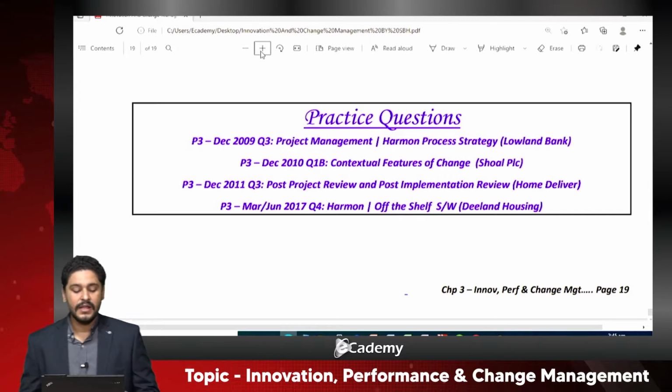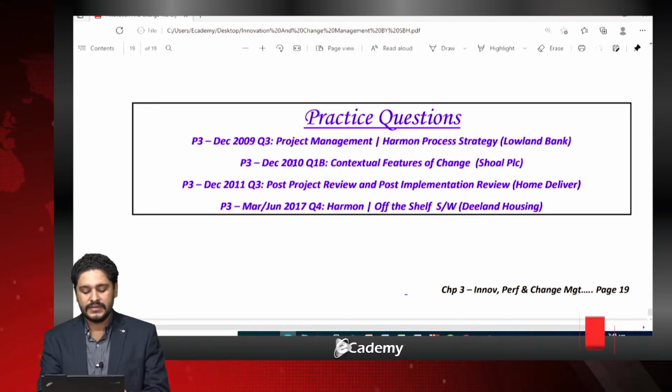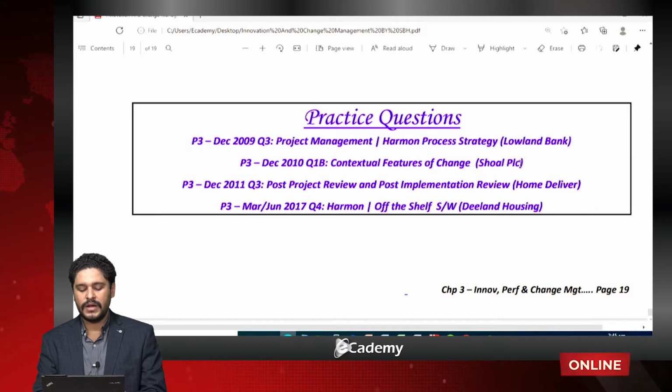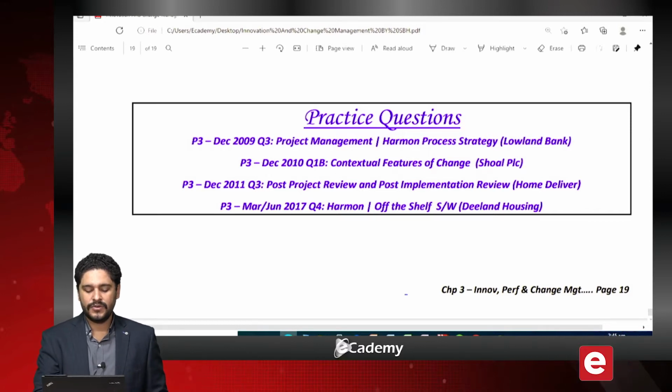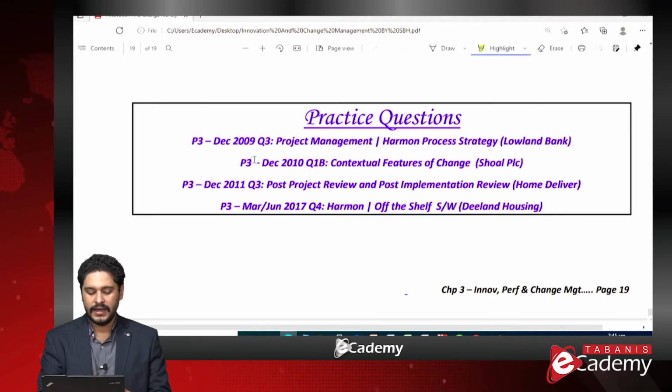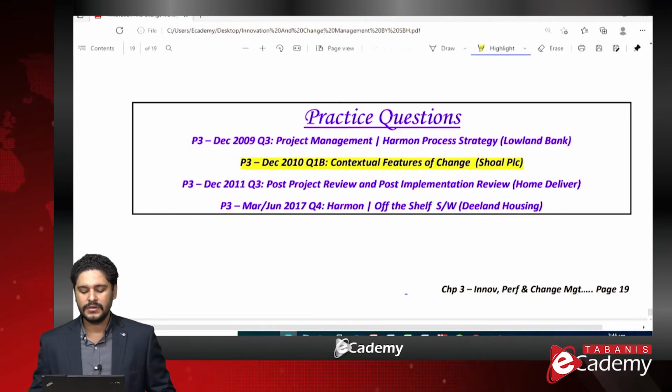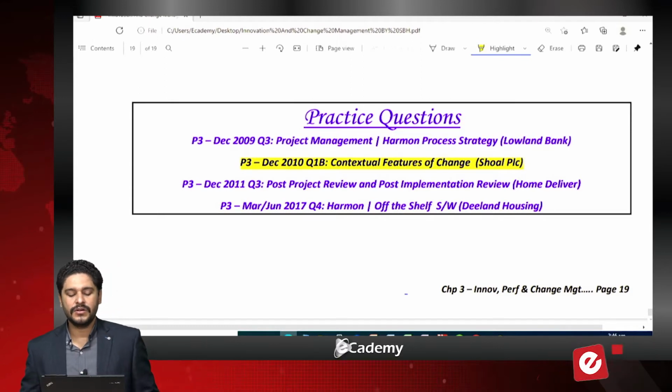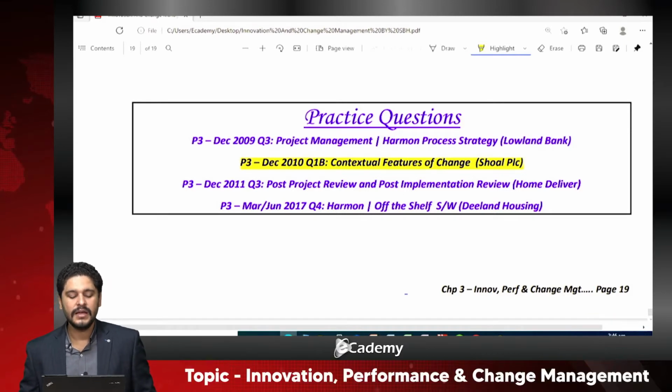So it says P3 December 2010 question number 1B, and we are going through this question. I'm just highlighting this. In this question, basically, it is the contextual features of change with the name of Shoal PLC, that is P3 December 2010 question number 1B.